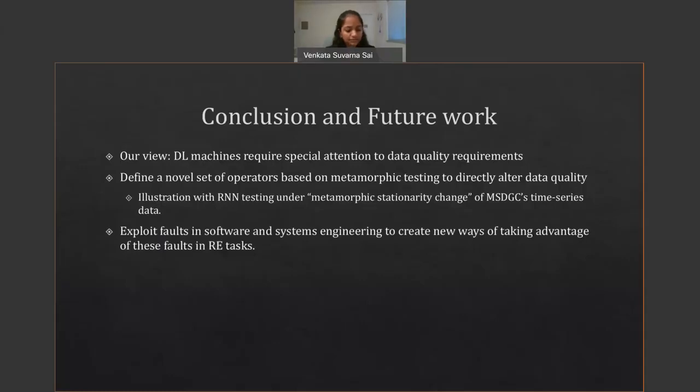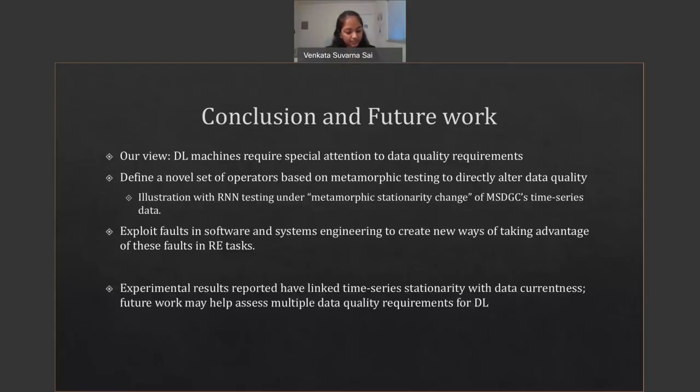Our work exploits faults in software and system engineering to create new ways of taking advantage of these faults in requirement engineering tasks. And we see that the experiment results reported have linked time series stationarity with data currentness. Future work may help assess multiple data quality requirements for deep learning.